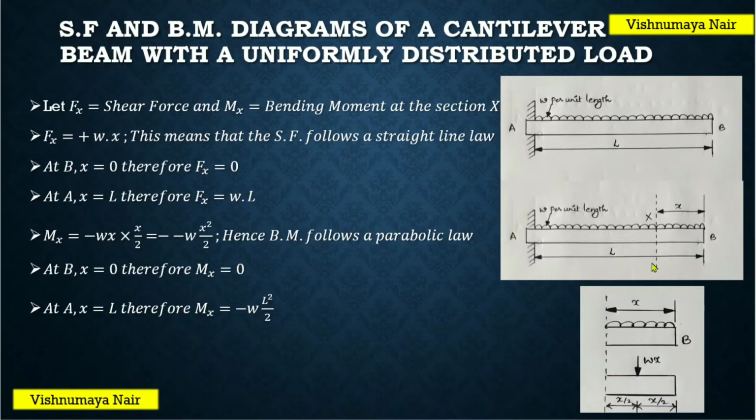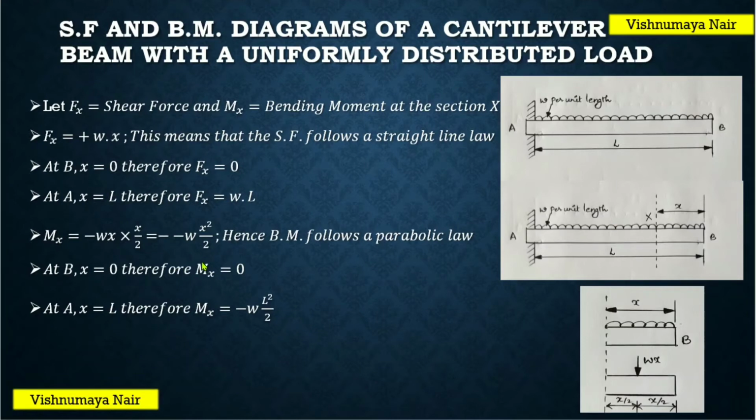So, we have considered this section. On the right portion of the section, we have a point load Wx acting in the downward direction. And this point load has the tendency to rotate the beam in the clockwise direction, right? So, any moment in the clockwise direction on the right portion of the section is considered as negative. Therefore, the bending moment acting at this section will be equal to the force into the perpendicular distance, that is Wx into x by 2. Since it is in the clockwise direction, the value will be negative. Therefore, minus Wx into x by 2, which will be equal to minus Wx square by 2.